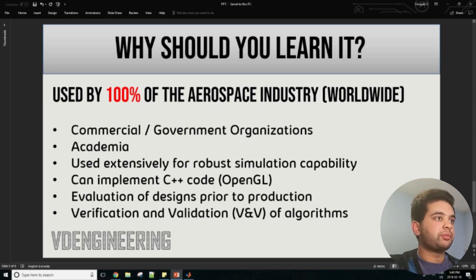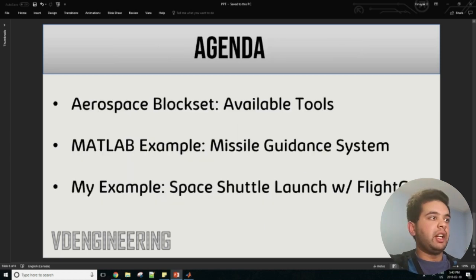So the agenda for this video will be the Aerospace Blockset and the available tools within the blockset. I'll be covering one example which was made by MATLAB. And I have my example in here as well, the space shuttle launch, which I recreated in FlightGear. If you want to know more about this example, you can watch my previous video on the STS rocket launch algorithm, which was developed in MATLAB and then imported into Simulink after. So this will be like a part 2 of that video. So let's first jump into the Aerospace Blockset.